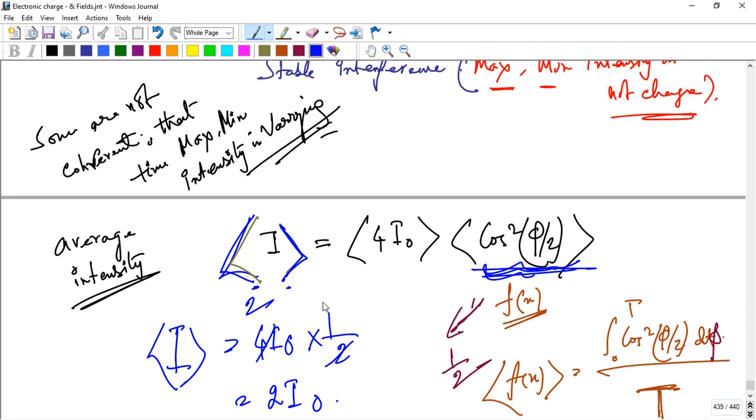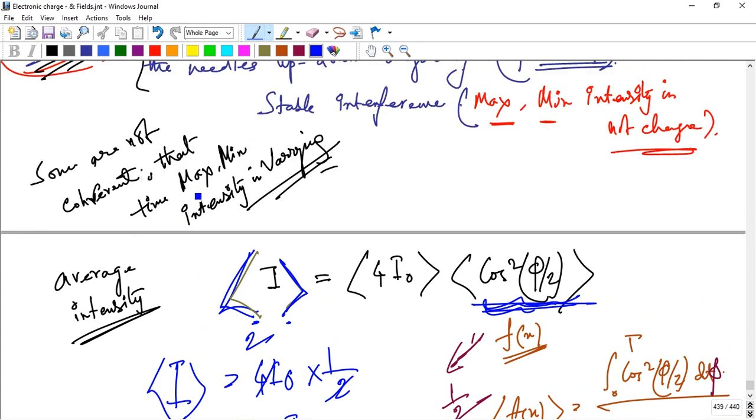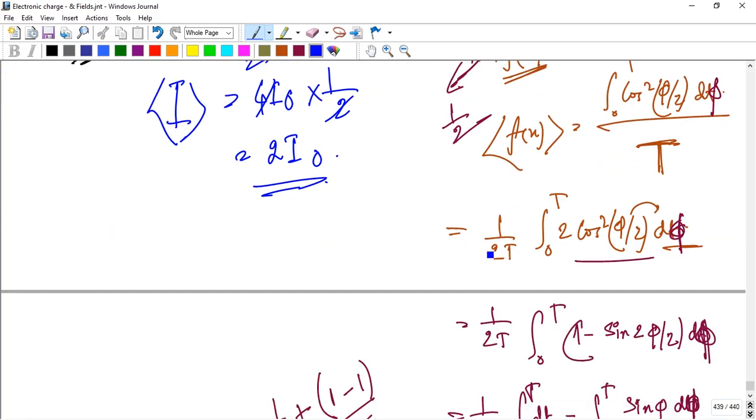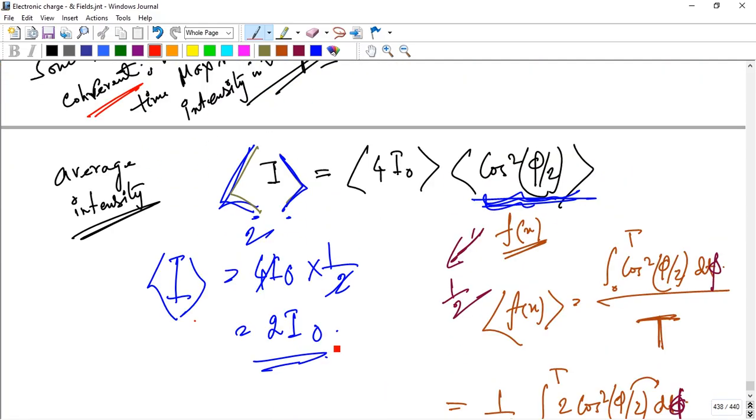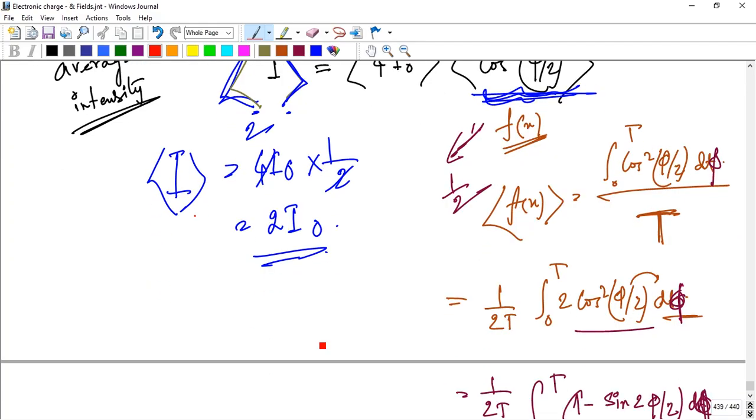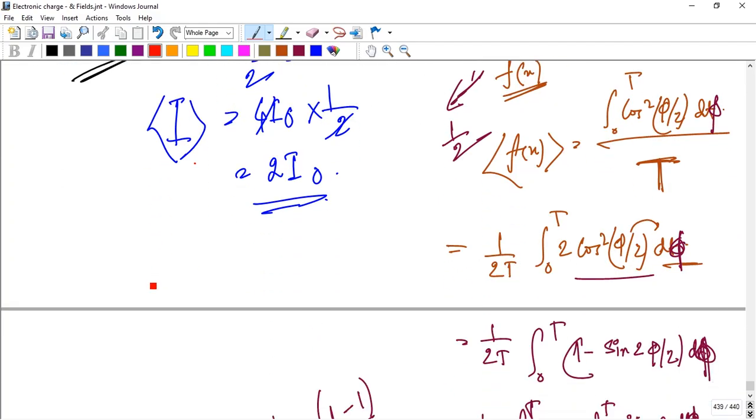Here we discuss the incoherent source, because the max and minima are varying here. That's why these are the incoherent source. The definition of incoherent source is very important for the board exam. You get a 1 or 2 marks question. So write down here the incoherent source.